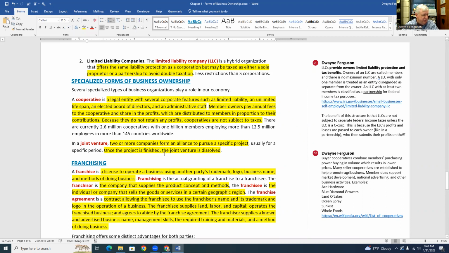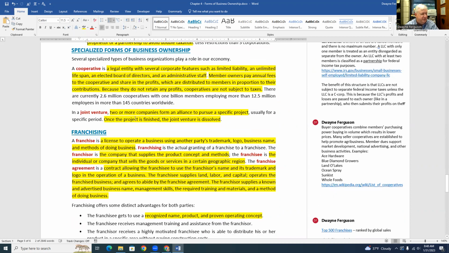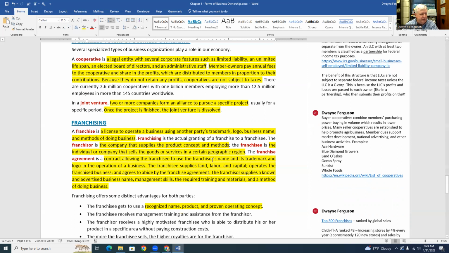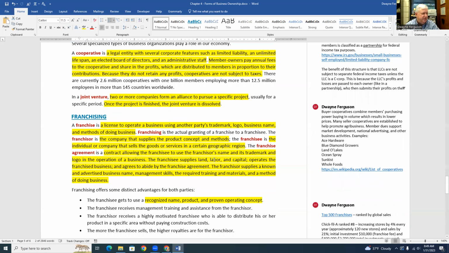We've talked about joint ventures before, so two companies could go into business together to make a certain thing, a specific project that they're working on. And once that project is over, the joint venture goes away. And we've seen car companies do that, for example, and produce a vehicle, and it goes on for several years and then it goes away.